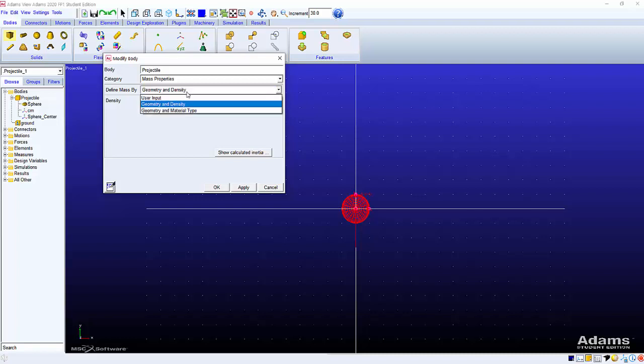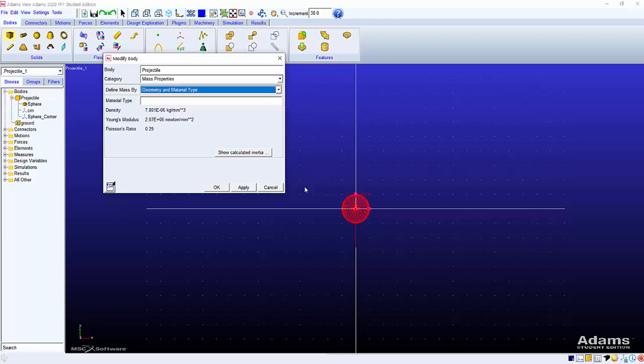The other option, which I would prefer, is to use geometry and material type. What is this? Adams is going to compute the volume of your geometry, and then it will use the density of the materials, multiply it by the volume, and compute the inertia properties based on this. So you can specify the material type. The geometry we already defined is a sphere. I can define the material type here. By default, Adams is going to use steel.